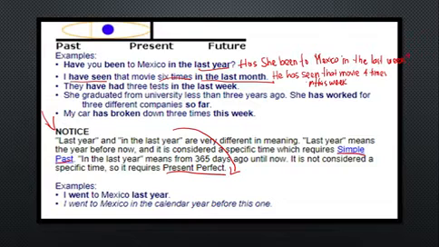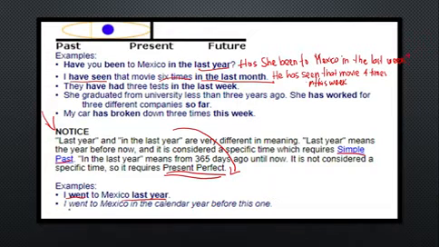Examples. I went to Mexico. I went to Mexico last year. Yo fui a México el año pasado. No uso entonces el presente perfecto. Uso para esto el pasado simple. I went to Mexico last year. Okay?